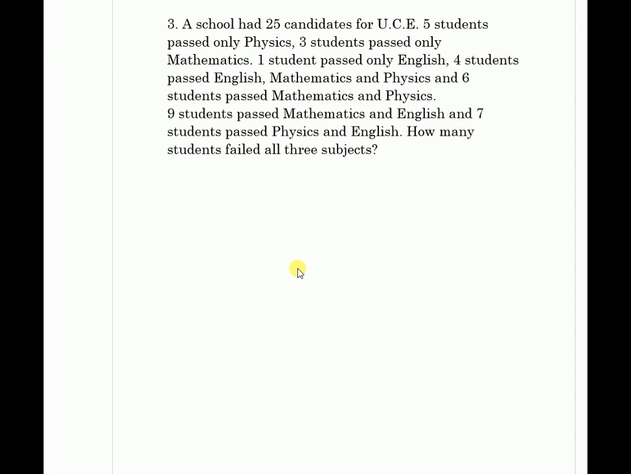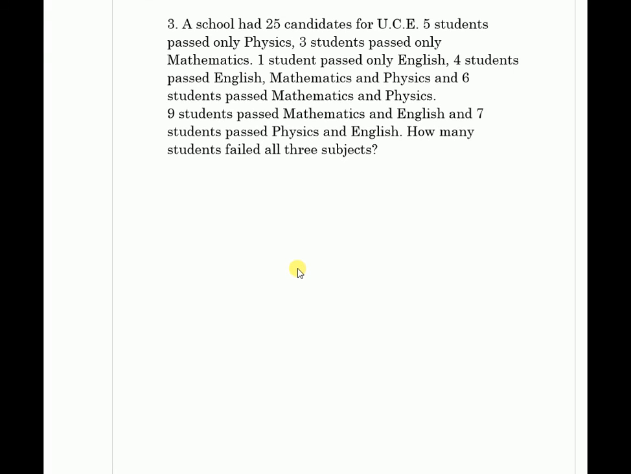Question 3. A school had 25 candidates for UCE. 5 students passed only physics, 3 students passed only mathematics, 1 student passed only English, 4 students passed English, mathematics and physics, and 6 students passed mathematics and physics. 9 students passed mathematics and English, and 7 students passed physics and English. How many students failed all 3 subjects?